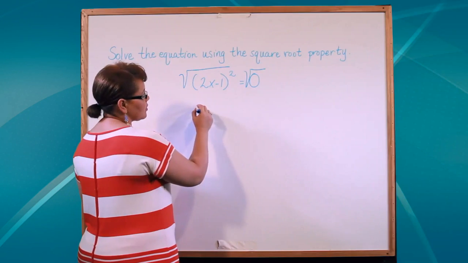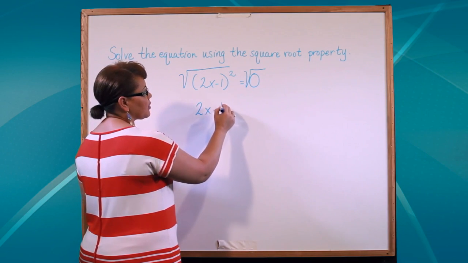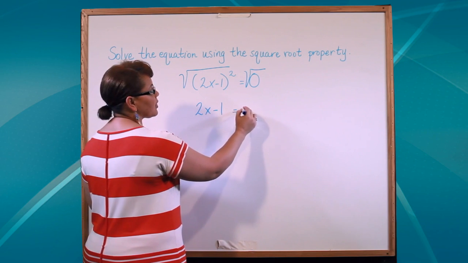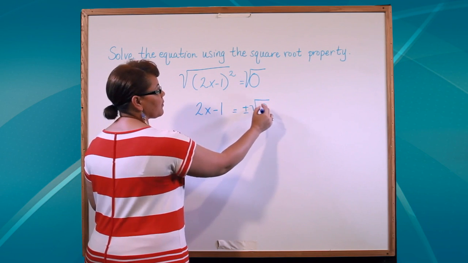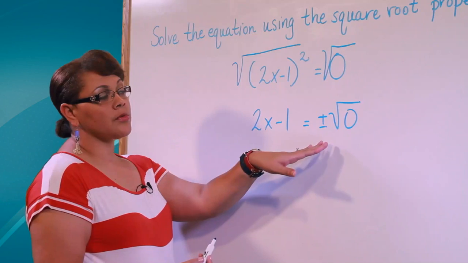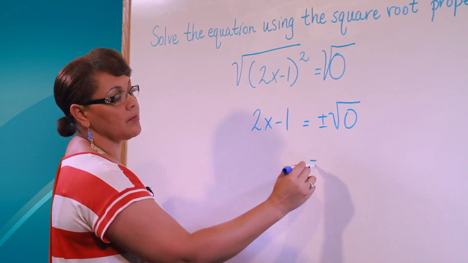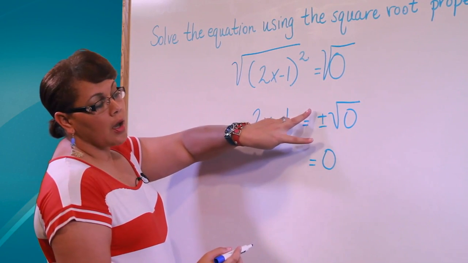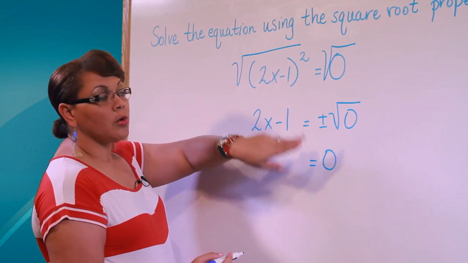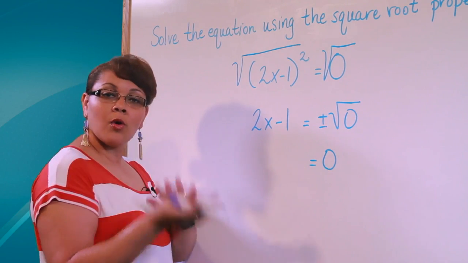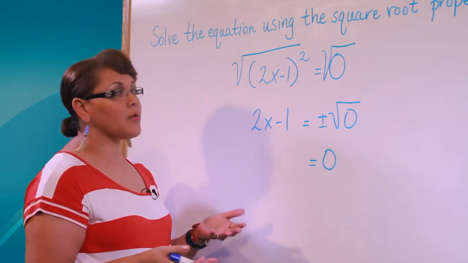This gives us 2x minus 1 equals plus or minus the square root of 0. And we know that the square root of 0 is 0. There are not two principal root solutions here, only 0. 0 is not negative or positive, it is simply 0.